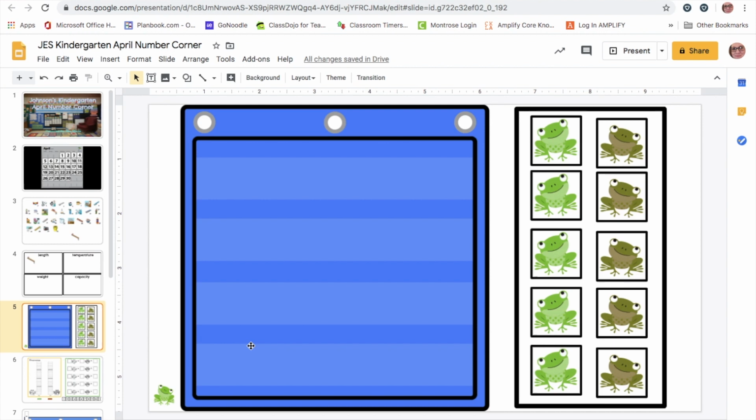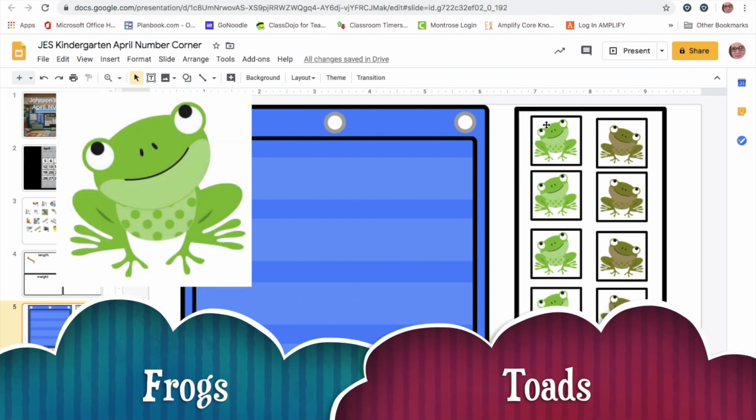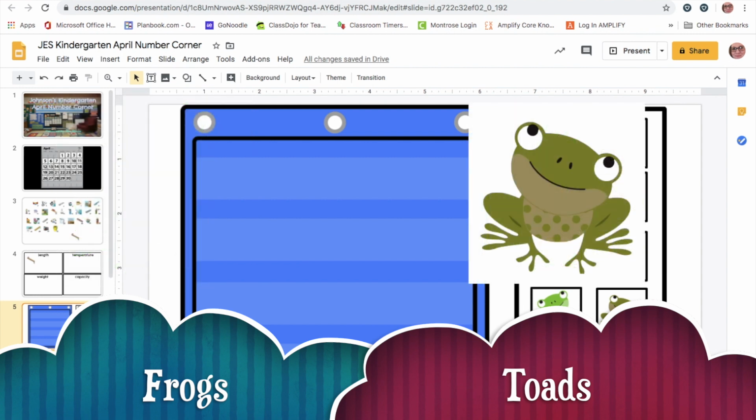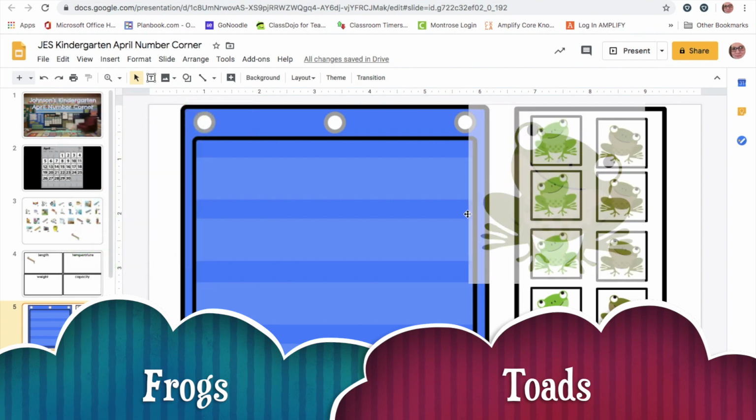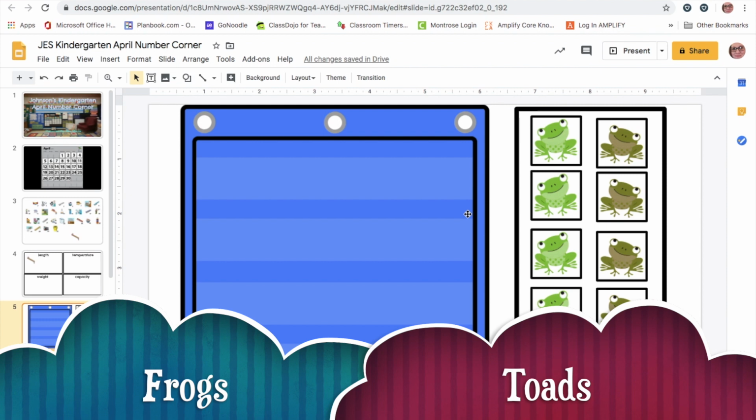Okay, so this month in April, we're going to be collecting and comparing frogs, that's what this green little friend is, and toads. Now, frogs and toads are very, very similar. I would suggest that when you're done watching this Number Corner video, you get with your mom or dad or brother or sister or grandma or cousin or somebody in your house and look up the difference between frogs and toads. You might already know the difference. On here, they kind of look the same. This one kind of looks like he's light green, though, and this one kind of looks like he's dark green.